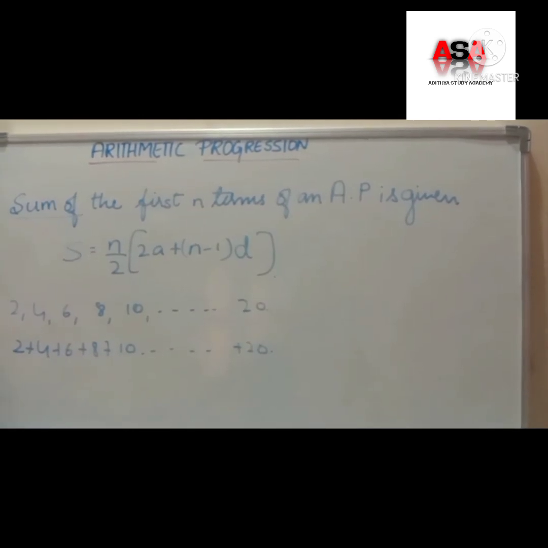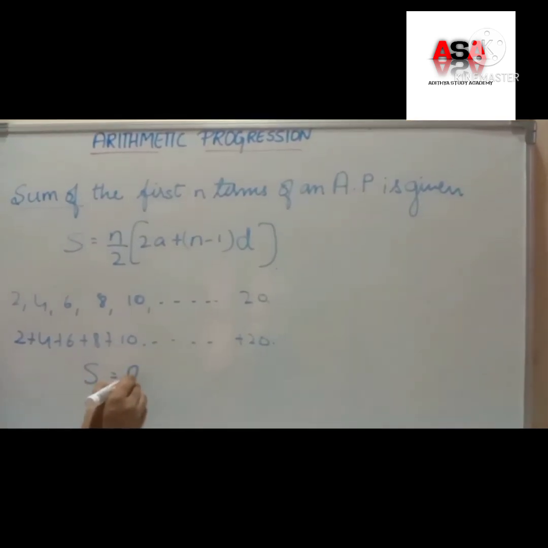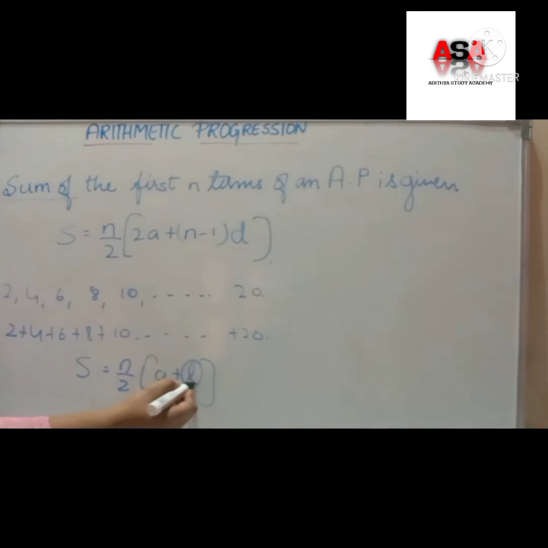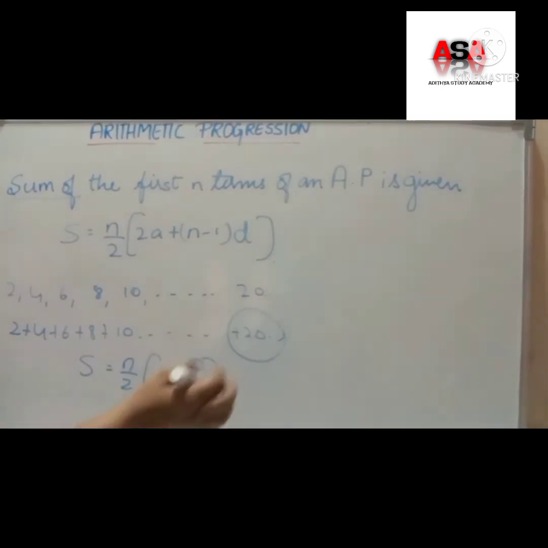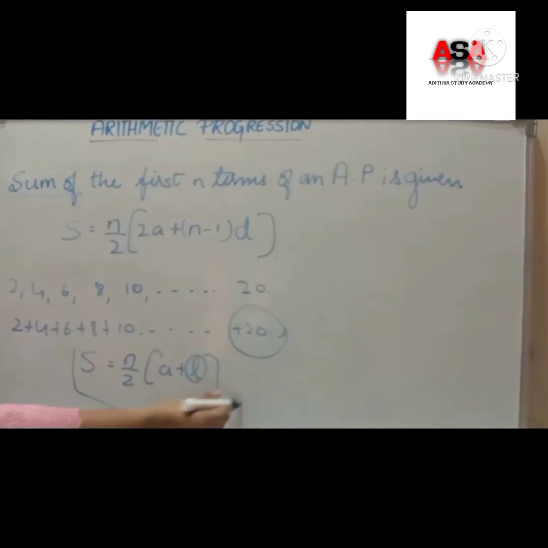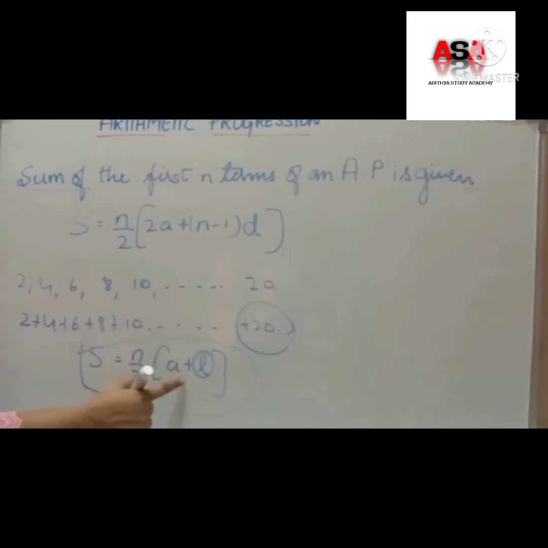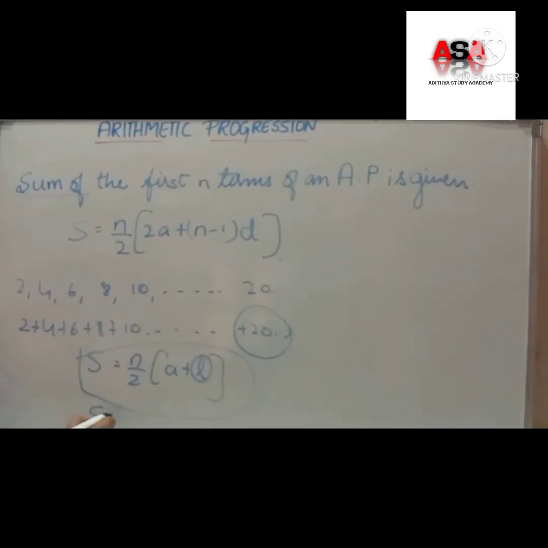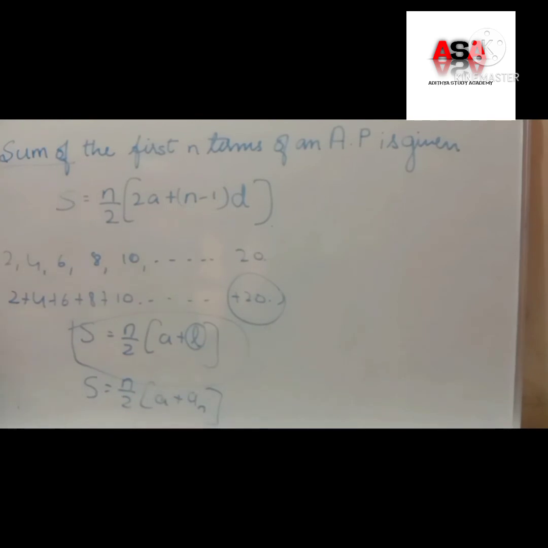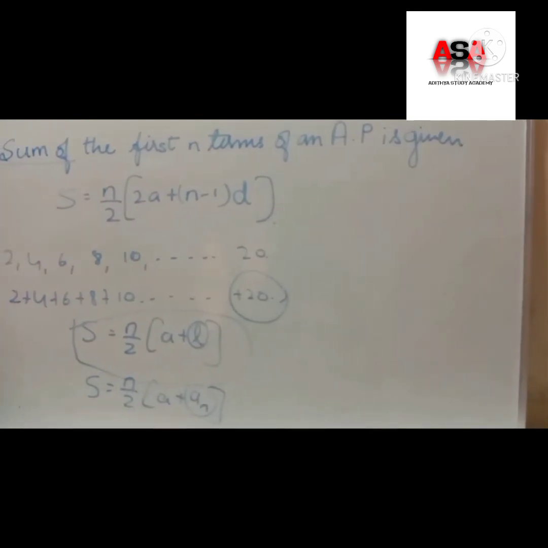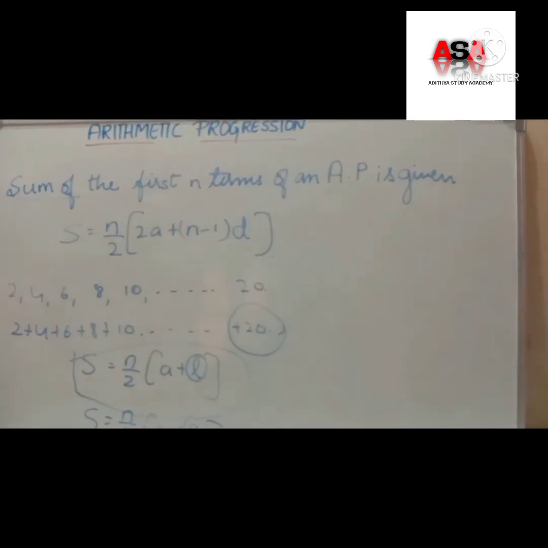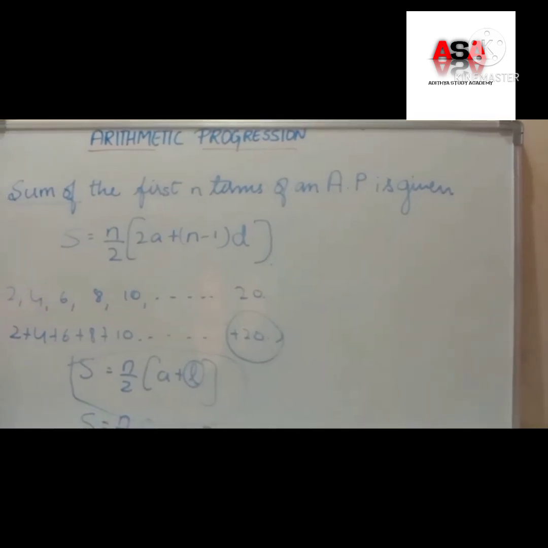And one more formula we have, that is S is equal to n by 2 into a plus L. What do you mean by this L? This L is nothing but the last term. If the last term is given, then we can substitute and use S is equal to n by 2 into a plus L. We have one more formula, that is S is equal to n by 2 into a plus an. We use this formula when the nth term is given. Okay, these are the three formulas which we use to calculate the sum of the first n terms of an AP.